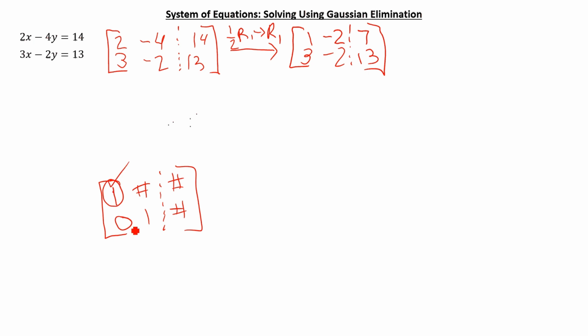Your second goal is to make this 3 into a 0. To do that, you take the first row, which currently has a 1 in that spot, multiply it by 3, and then subtract row 2. Then we put that result into row 2. Note, we're not doing anything to row 1, so that will stay exactly the same.